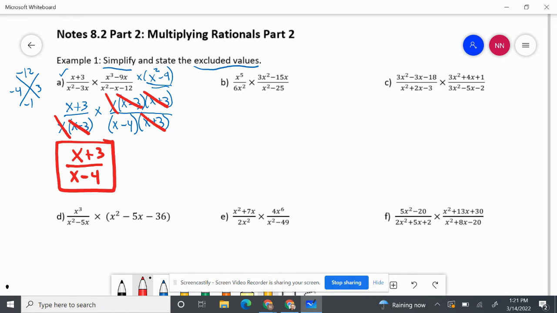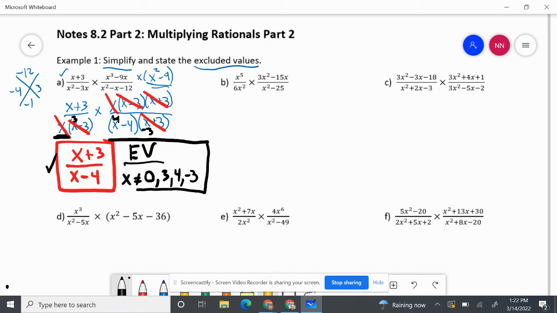Now, stating the excluded values, what we do is we go to our original problem and we find all of the zeros. Not our final answer, but our original problem. So our excluded values, x cannot equal. The first one, whenever it's a monomial, it's always 0. If we plug in a 3 there, 3 minus 3 is also 0. If we plug in a 4, 4 minus 4 is also 0. And if we plug in a negative 3, negative 3 plus 3 is also 0. So those are all our excluded values.